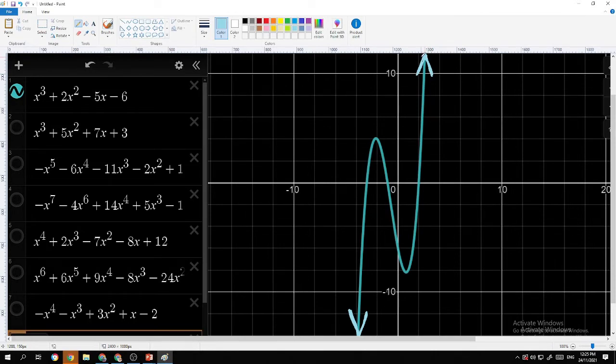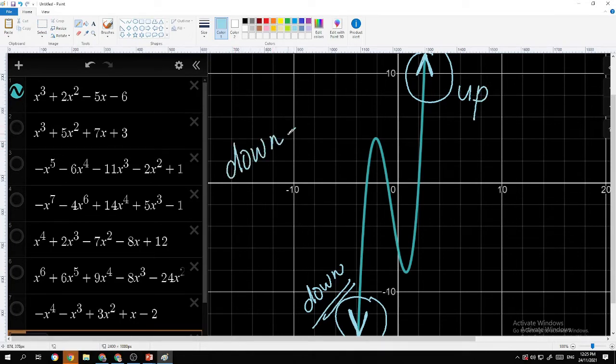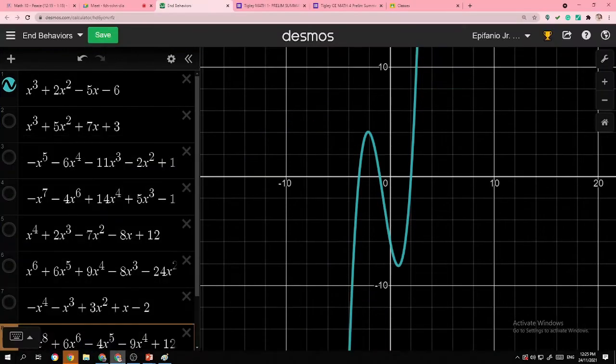What is the direction of the first arrowhead? This one. Down. Let's write the word down. What about the second arrowhead? What's the direction? Up. So the first end behavior is what you call the down-up end behavior. Let's go back to our Desmos application. So this one tells me down, up.